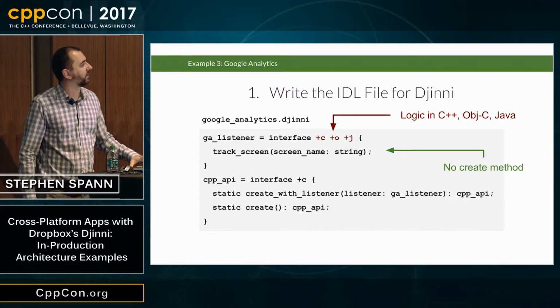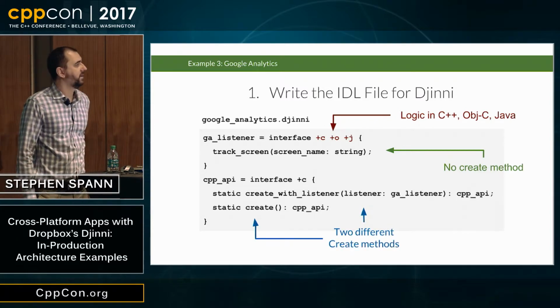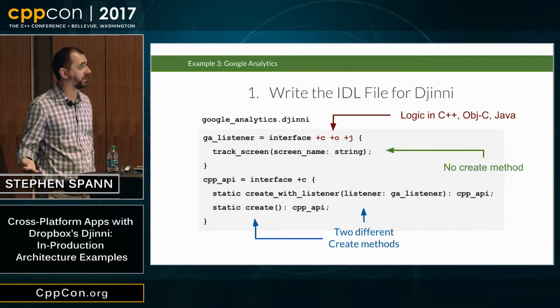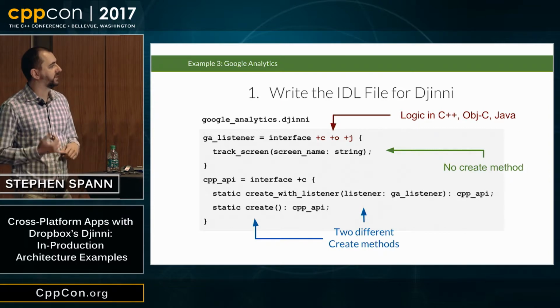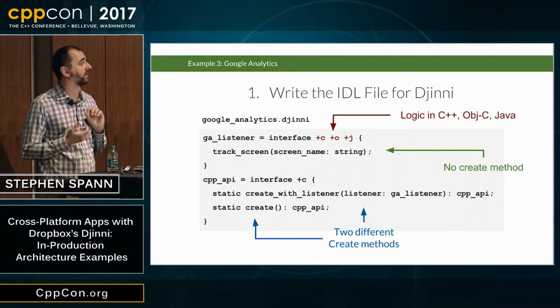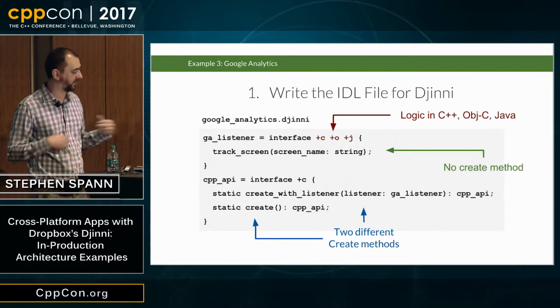Finally, you notice our API has two different create methods now. We can't really do overloading, so we kind of have to rename things. So one takes an argument, one does not. The top one would be for iPhone, Android, and whatnot. The bottom one would be Apple TV, which is going to default to C++.